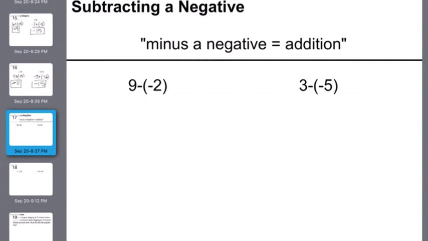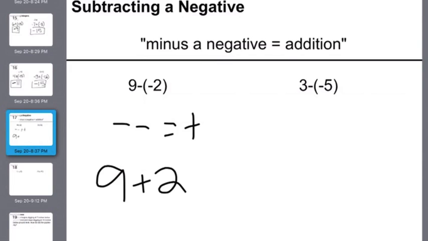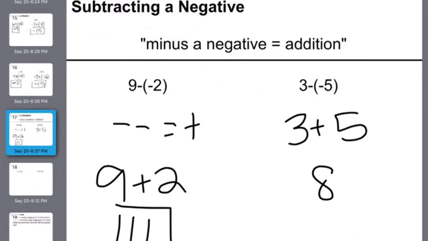When you're subtracting a negative, what I always say is minus and negative equals addition, or minus and negative means addition. So when we have 9 minus negative 2, you can take these two symbols and turn them into a plus, right? Like if we just rearrange how they're going, they can make a plus sign. So 9 minus negative 2 is actually 9 plus 2, which is 11. And over here, 3 minus negative 5, minus the negative is addition, so 3 plus 5, which would be 8.